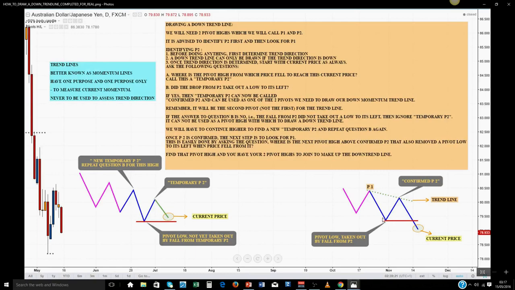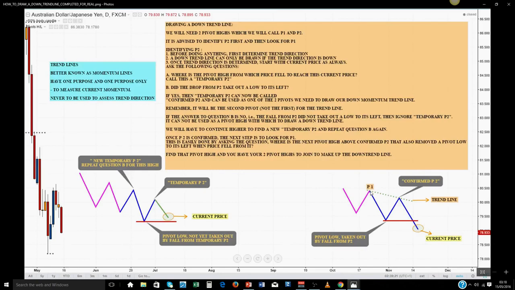Okay, so down and to the left, pivot low taken out, confirmed P2. You have your first pivot. We need two. The two most recent pivot highs are what we're looking for. So all you need to do to find the second pivot high is ask the chart a question again. Where is the pivot high that is above confirmed P2 that took out a pivot low to its left?